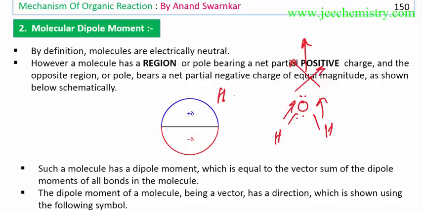For any atom pair, suppose S-Cl, there is a bond dipole moment. But if a molecule has more than 2, 3, 4, 5 atoms, then there should also be a molecular dipole moment. The molecular dipole moment is the vector sum of all the bond dipole moments. By definition, molecules are electrically neutral.